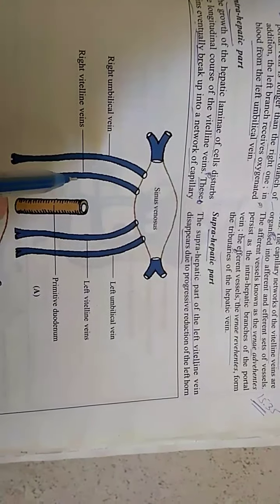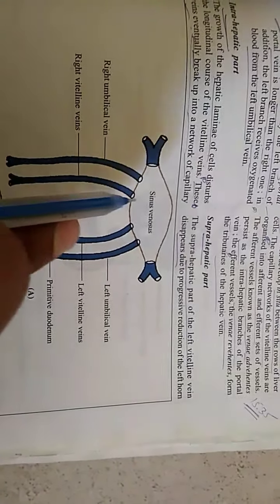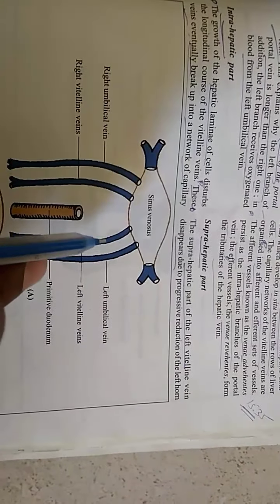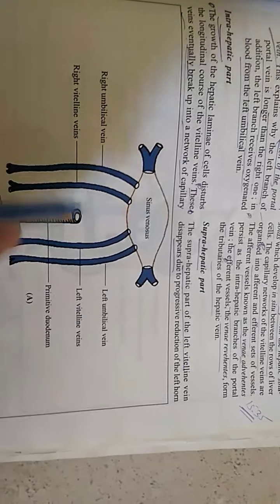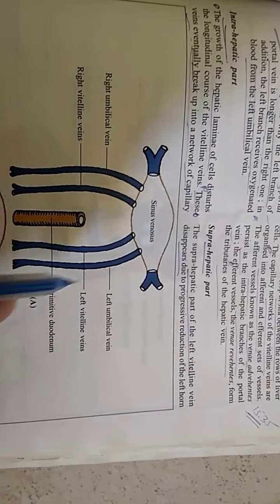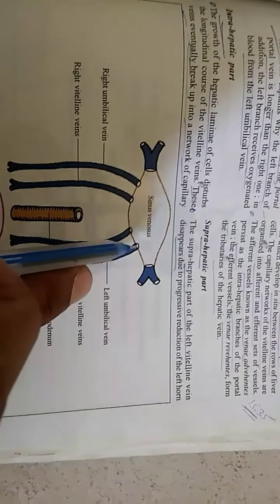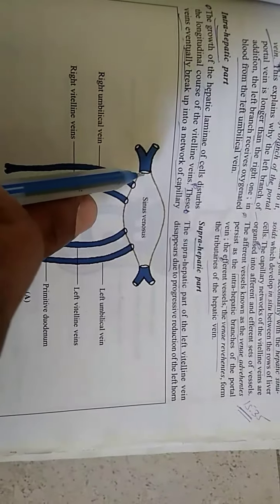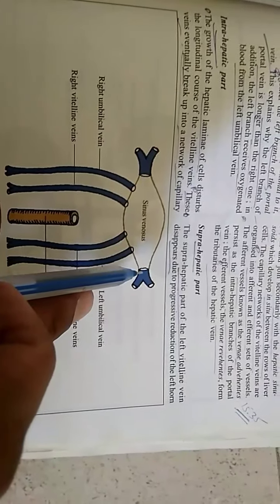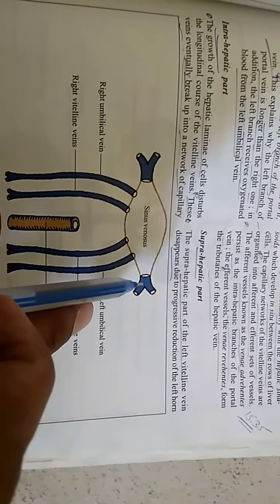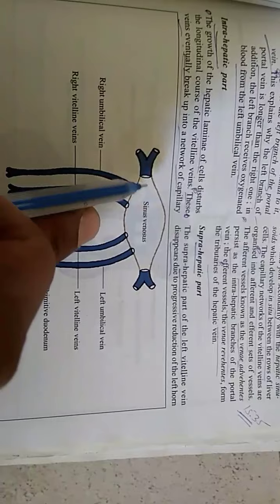Vitelline vein drains the venous blood from the yolk sac to the floor of the sinus venosus. Both the umbilical veins drain the oxygenated blood from the placenta to the floor of the sinus venosus. Both the common cardinal veins drain the deoxygenated blood from the body to the corresponding horn of the sinus venosus.